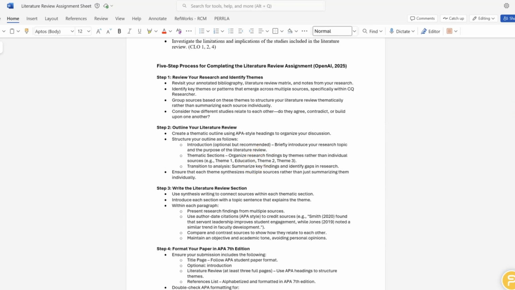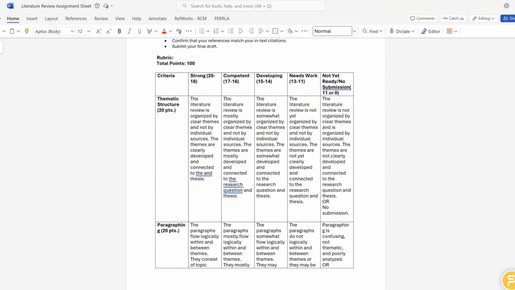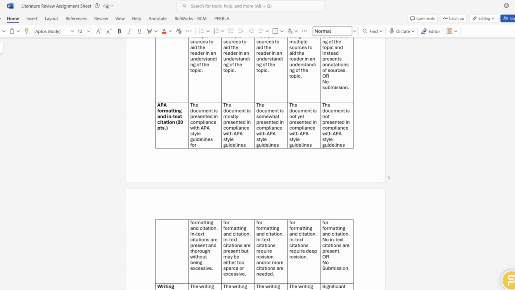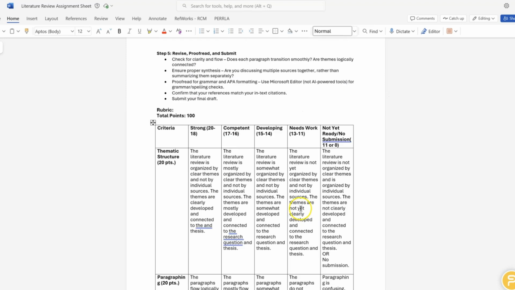Here we have our step-by-step checklist. Again, just for your own use, to help you stay organized and know what to do. And then we have that rubric. So just thoroughly and carefully review the rubric. Make sure that you know all of the things that we are asking you to do, and you will be prepared. If you have any questions on this one, I know how difficult the literature review can be. Please do not hesitate to reach out to your instructor.